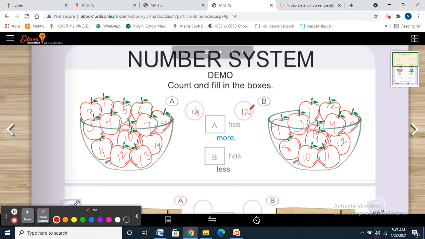14 has more, basket A has more, basket B has less. You can write this. More means zyada, less means kam. So you know 14 is more, 14 is greater than 12. So basket A has more and basket B has less.